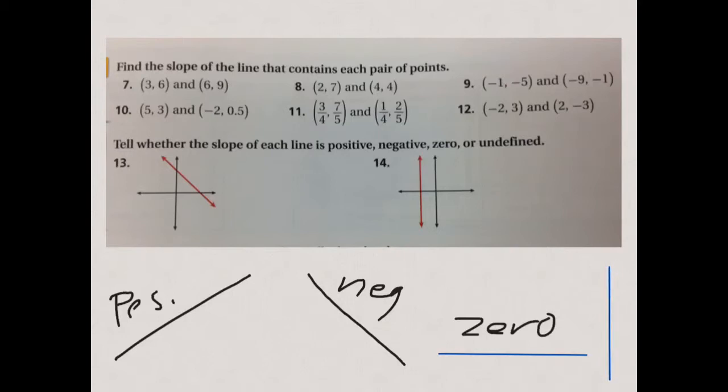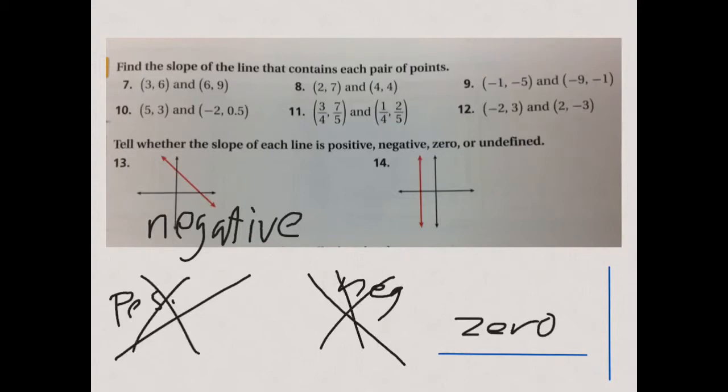So, look at number 1. Am I going uphill? Am I going puff, puff, positive? No, I'm actually going downhill, which is nice, negative. But right here, number 14, I'm not doing any of these. I have one that is undefined.